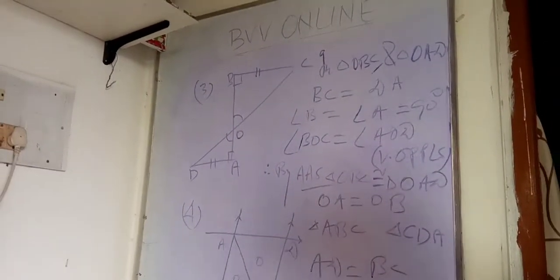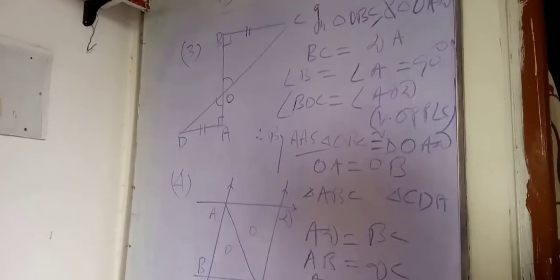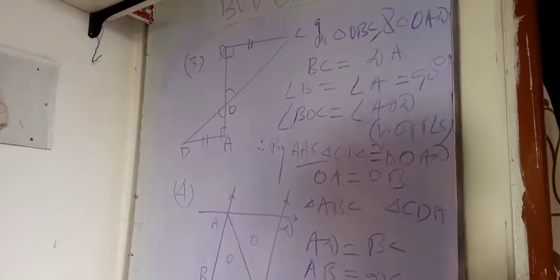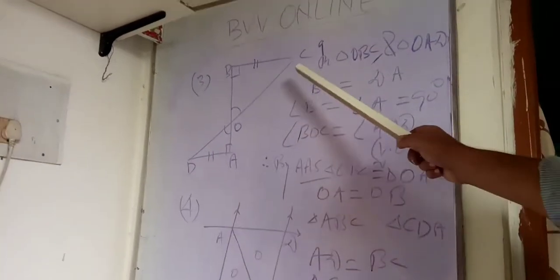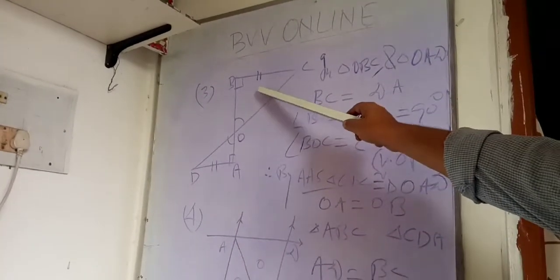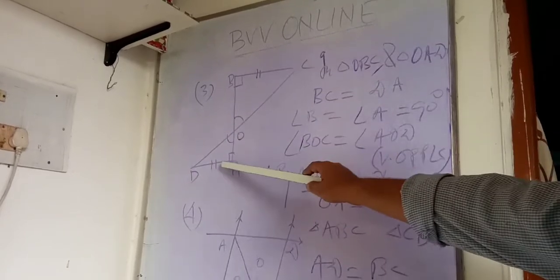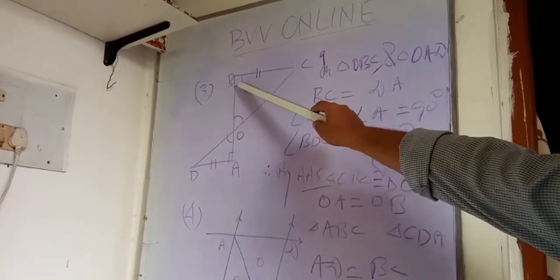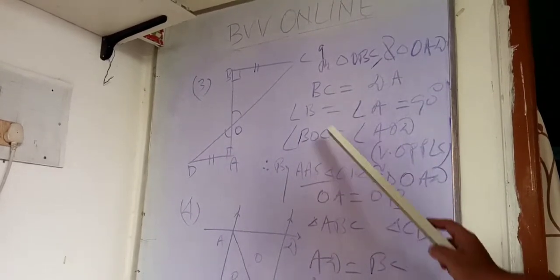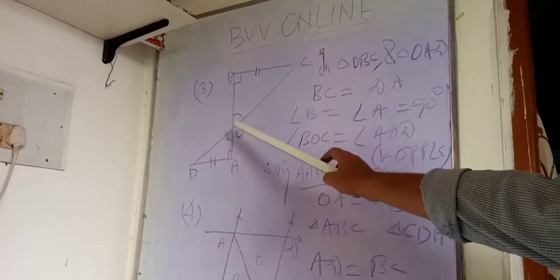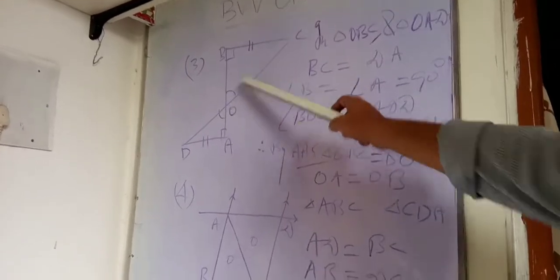I'm sure that you are now able to understand all these things. So that was the question number 3. Here two triangles were given. This line was equal to this line. This is vertically opposite angle. This is B and A, right angles. So by AAS, both these triangles are congruent, and consequently OA will be equal to OB.